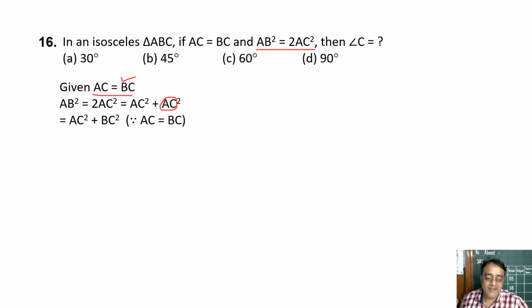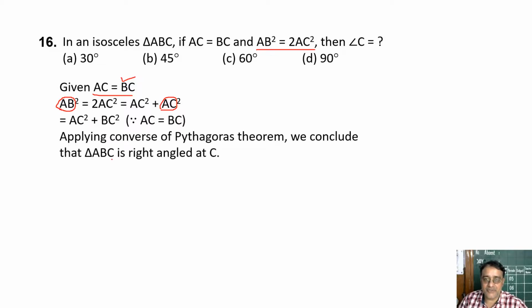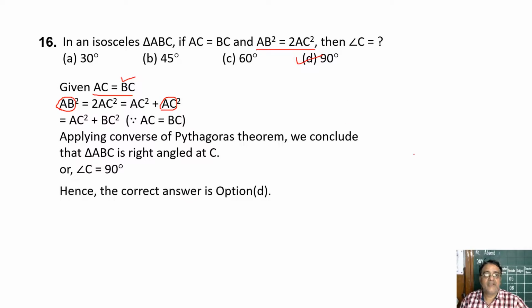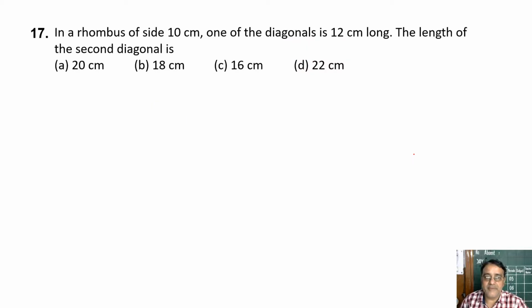So that means by converse of Pythagoras theorem, the angle opposite to the longer side, that is AB के opposite कौन सा angle होगा? Angle C. So angle C is equals to 90 degree. So which option is the correct one? Option D, right. So now we are moving toward question number 17.